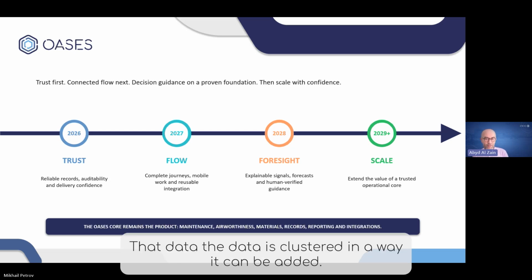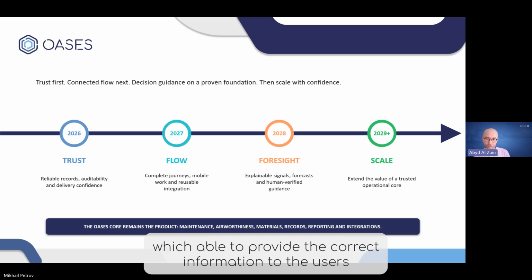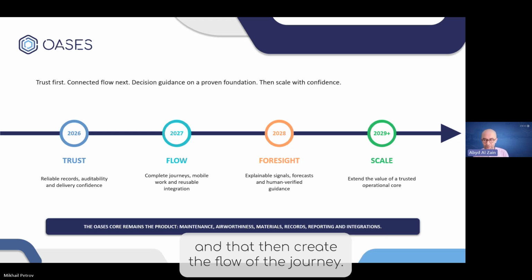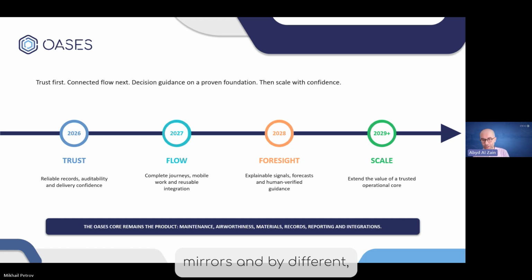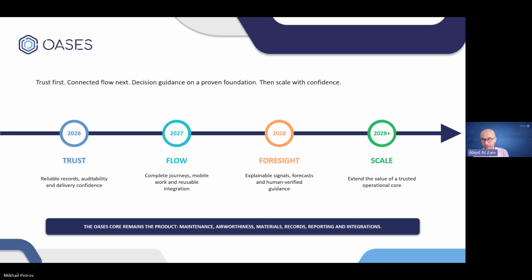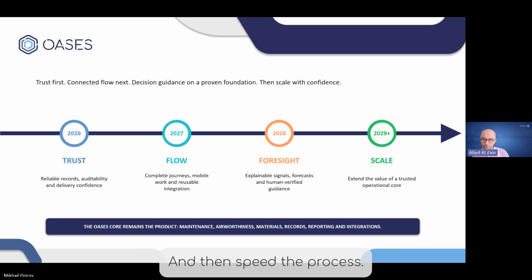That data is trusted in a way that it can be added and used in a system which is able to provide the correct information to the users, and that then creates the flow of the journey, whereas you can see the data is used by MROs, by different existing systems, and then speeds the process.